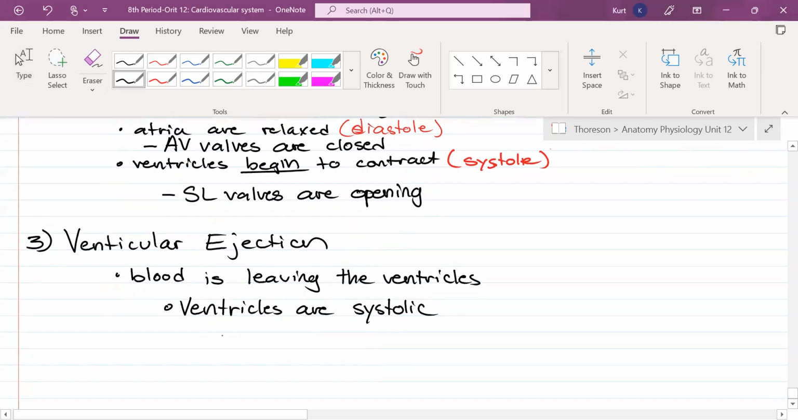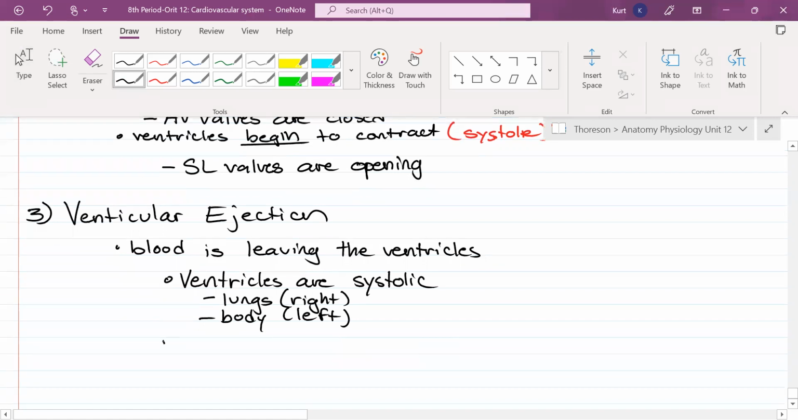Kate, can you tell me the two places that blood would go to after the heart pumps blood out of the ventricles? What side would blood have to be on if it's going to the lungs? Left or right? Right. And where does the left side lead to? The whole body. Okay, your approximate blood pressure at this stage is 120 millimeters of mercury.